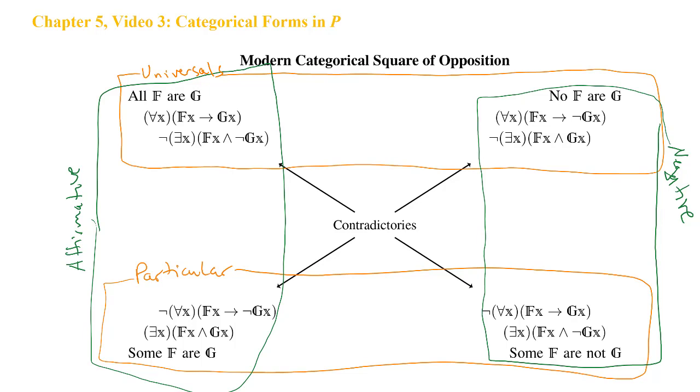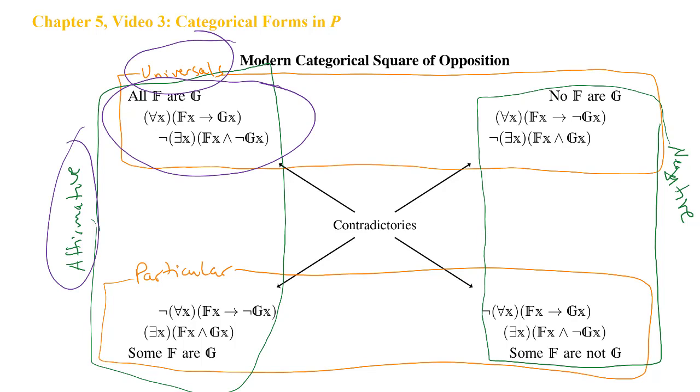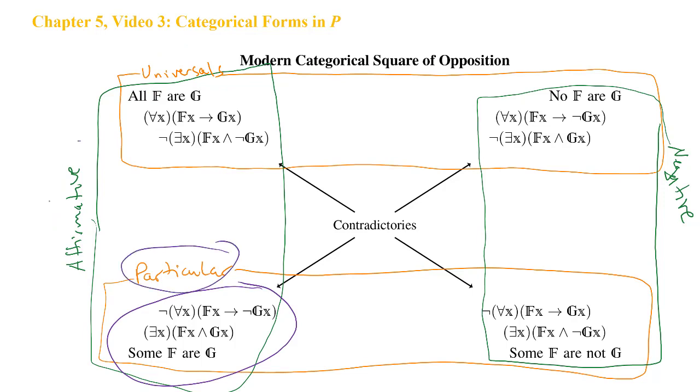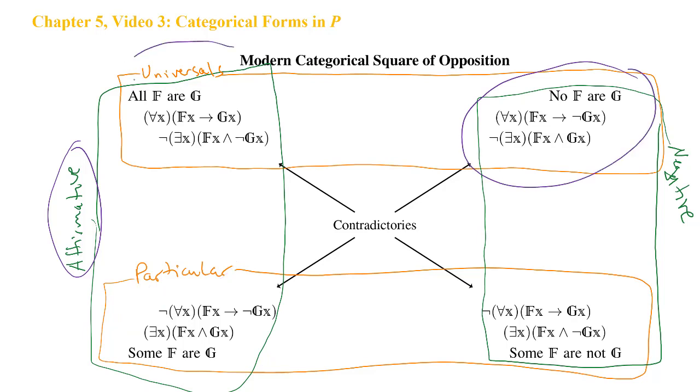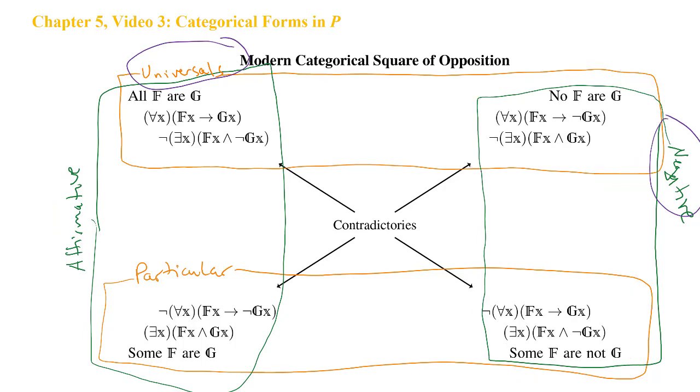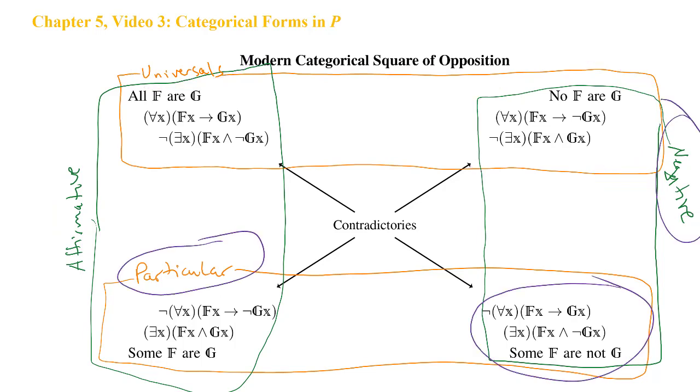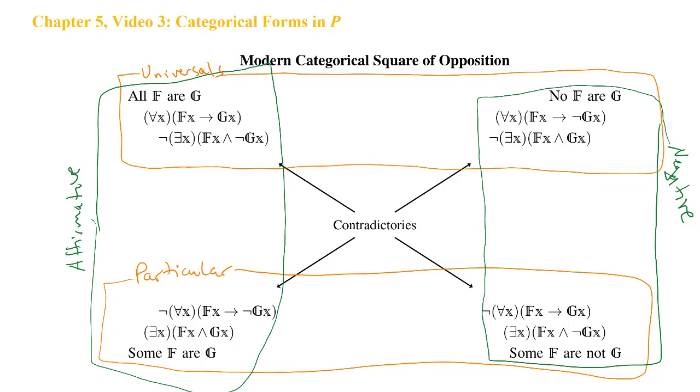So you can see then that in the upper left corner we have a universal affirmative claim, whereas in the lower left corner we have a particular affirmative claim. And just so for the other corners. Upper right, it's universal negative, and the lower right is particular negative. And you can see how this is all coordinated by the use of the universal without a negation, the universal with a negation, the existential without a negation, or the existential with a negation.